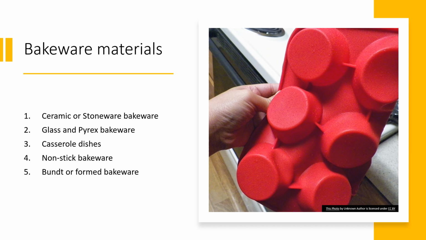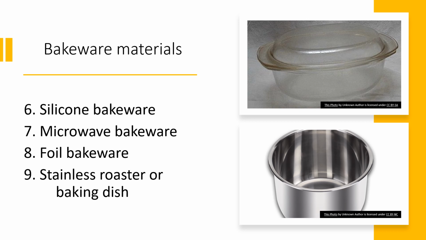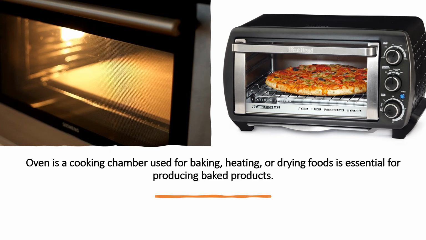There are at least 9 bakeware materials to choose from. One is ceramic or stoneware bakeware. 2, glass and Pyrex bakeware. 3, casserole dishes. 4, non-stick bakeware. 5, Bundt or form bakeware. Other bakeware materials are the following. We have silicone, microwave, foil, and stainless roaster or baking dish.